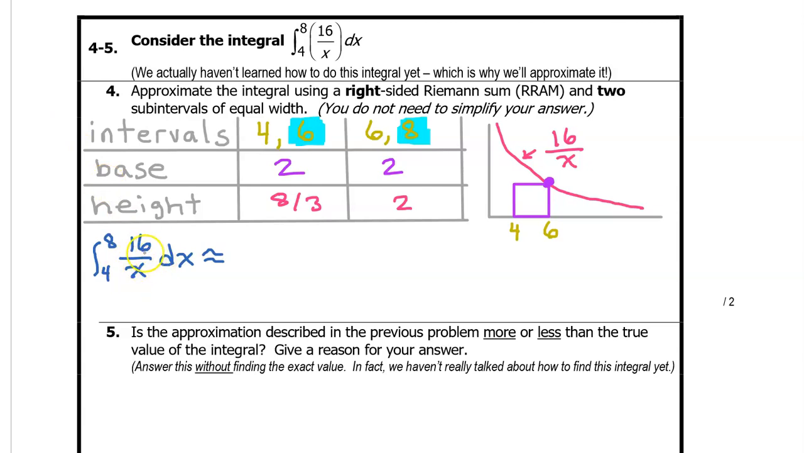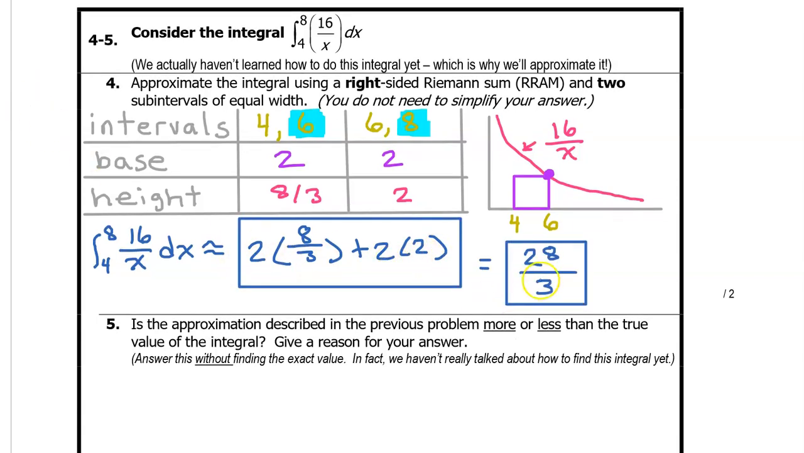So the area under the curve from 4 to 8 is approximately equal to the area of the first rectangle plus the area of the second rectangle. So that's going to be 2 times 8 over 3 plus 2 times 2. And we can just leave the answer just like this. If you're curious, this does equal 28 over 3.